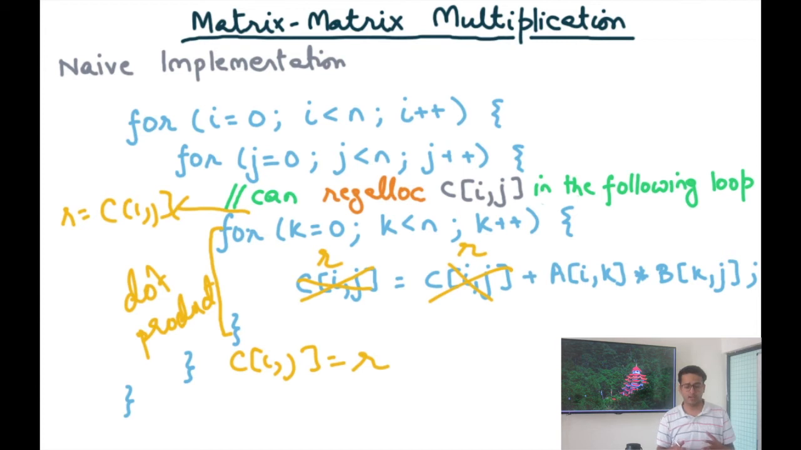And I can do this because I can assume that C and A do not alias. No location in C can point to the same location as some location in A or some location in B. Notice that if it was possible for C and A or C and B to overlap, then it is not correct to register allocate C[i][j] in this particular loop. All right. So what are the memory accesses in this inner loop, the body of which is going to get executed with the highest frequency?